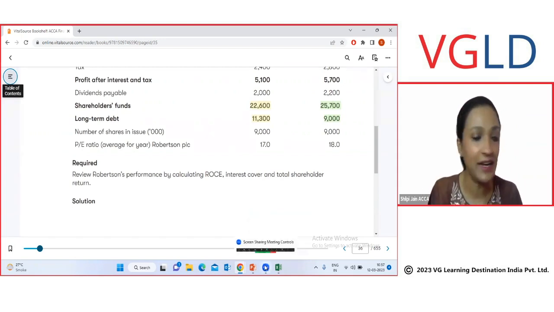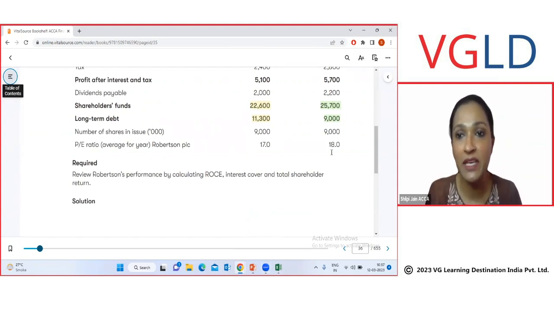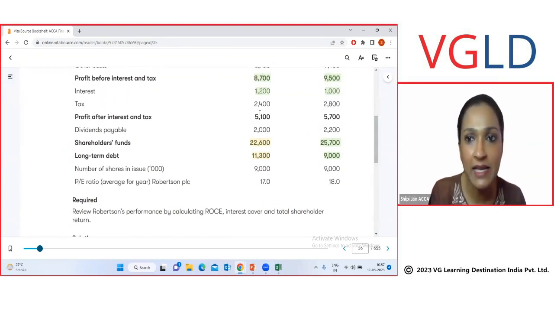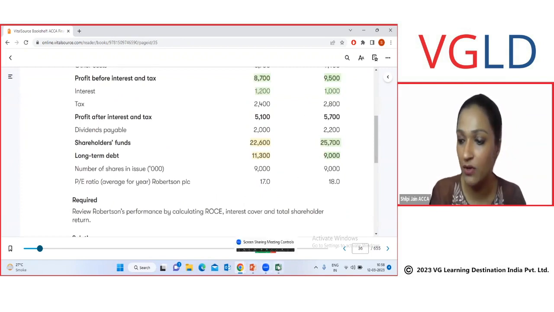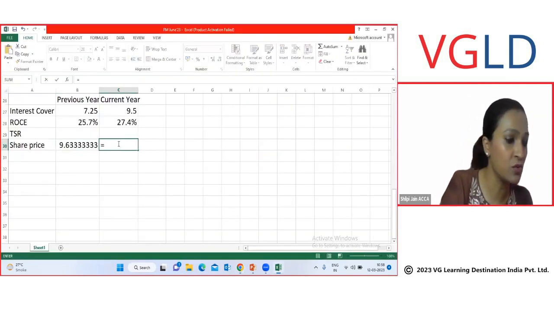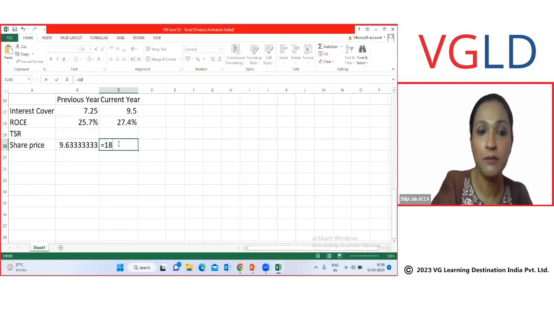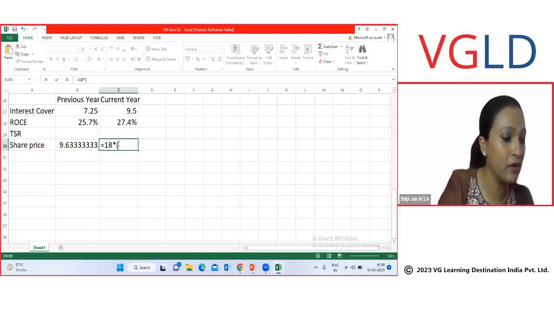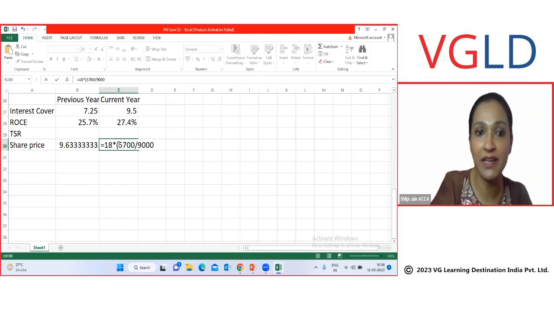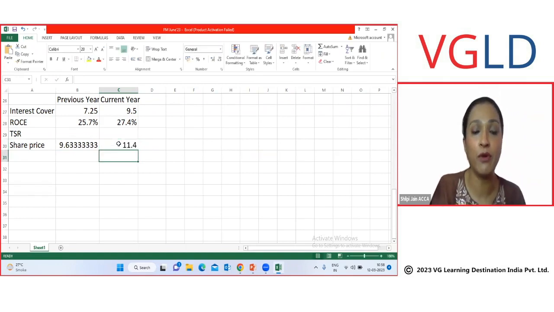Similarly, do it for the current year as well, where PE ratio is 18. Profit after interest and tax is 5,700. Number of shares in issue remains 9,000. So quickly calculate here as well. That is 18 multiplied by brackets open 5,700 divided by number of shares, which is 9,000, which makes it equal to 11.4.